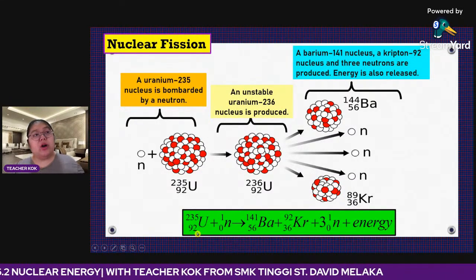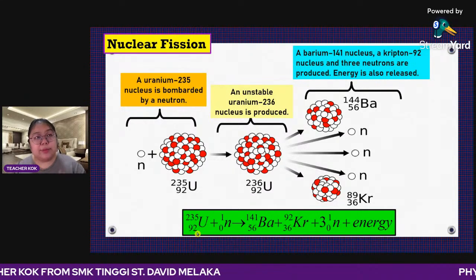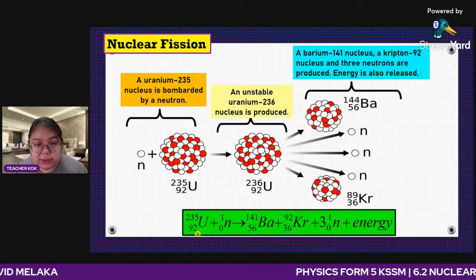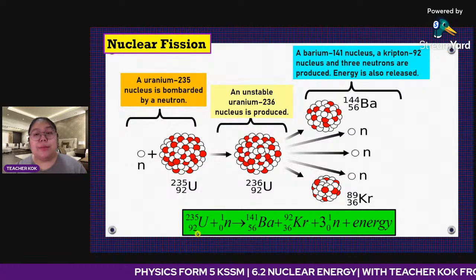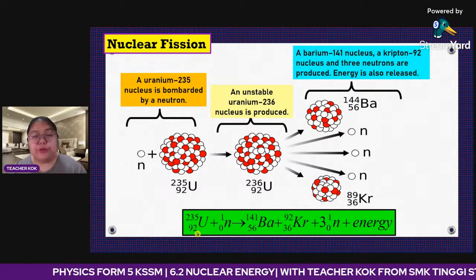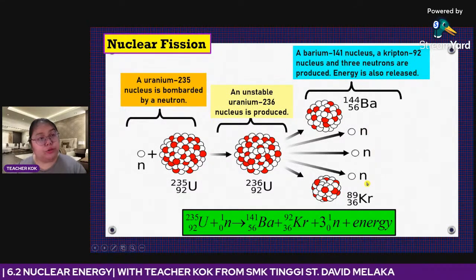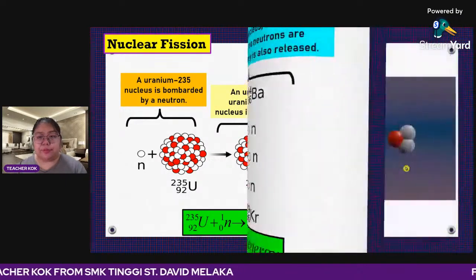So this is what we call the equation for nuclear fission. There is a big nucleus, then it is bombarded with a neutron. After that, it splits into two lighter nuclei. Then you can see there are extra three neutrons. Okay, so we go through to the next part.